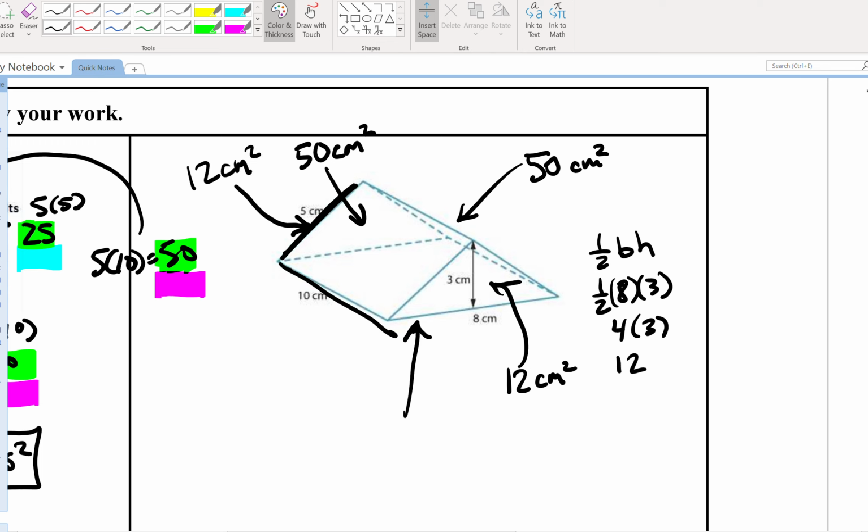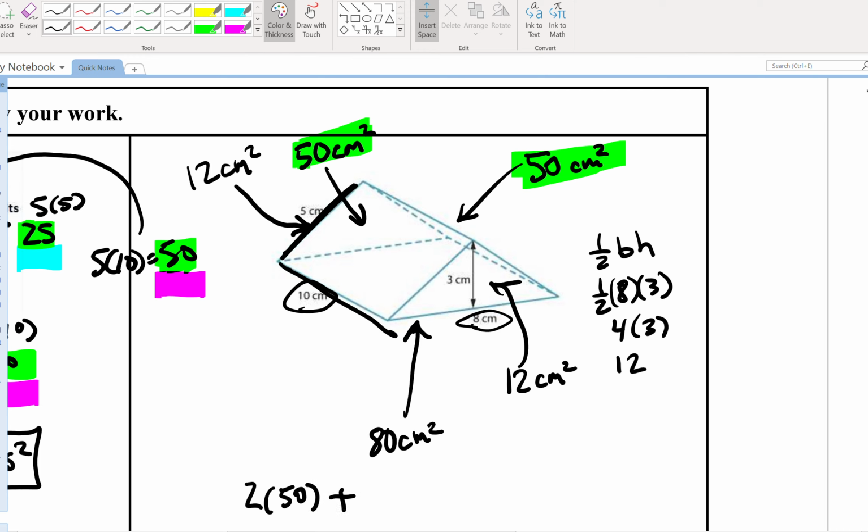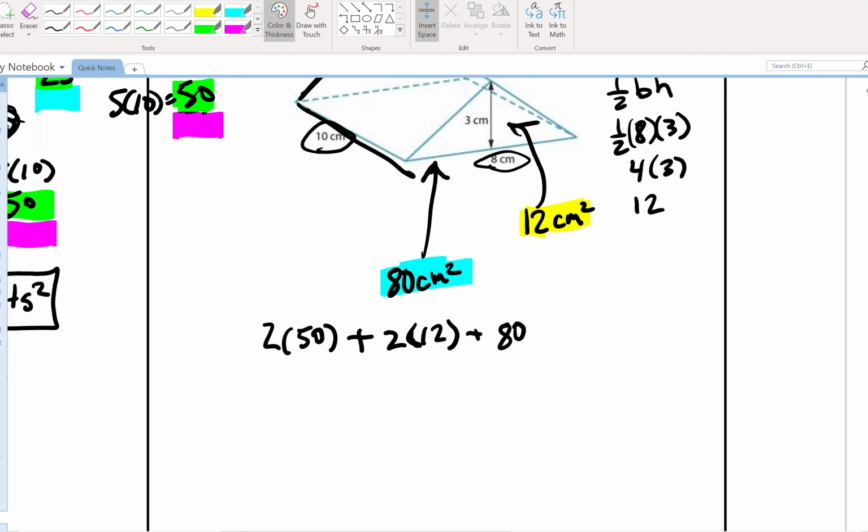Once again, I think it's nice to get together the ones that we have. There's 2 50s, so that's 2 times 50, plus I got 2 12s. There's a 12 there and a 12 there, so that's 2 times 12. And then finally, I only just have the one that's 80. That's the bottom. And those are the 5 surfaces that I have. So plus 80. And you can do this by hand. You can do it in a calculator.